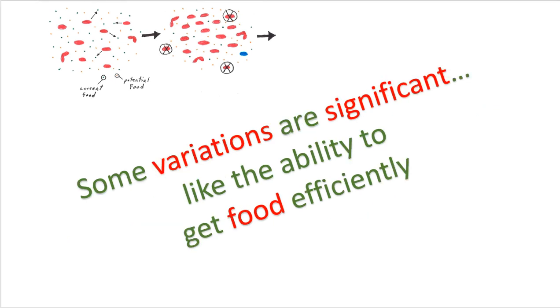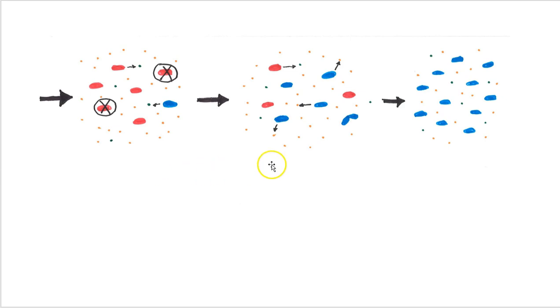Some variations are significant, like the ability to get food efficiently. So let's see what the blue bacterium can do. The blue bacterium can feed on the orange food molecules. Unlike the red bacteria, which can only feed on the green molecules, the blue one can feed on the green and the orange food molecules.